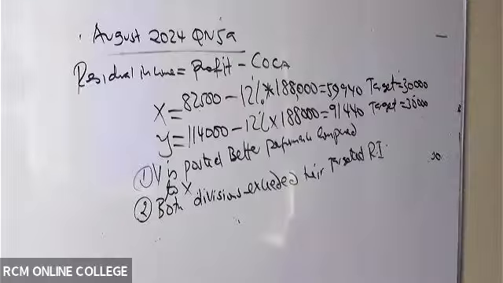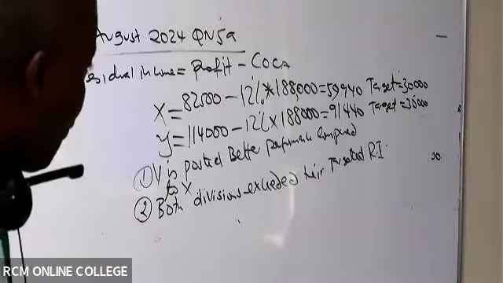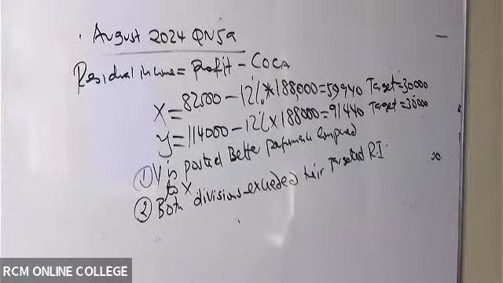Now, ladies and gentlemen, from there, we shall be able to straight away take on the next one. Are they ready for the next question? 91,440. Yes. The next question is about EVA.